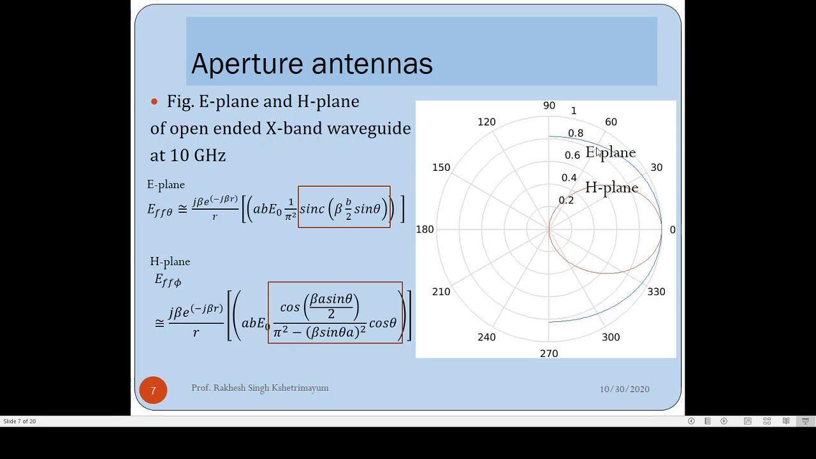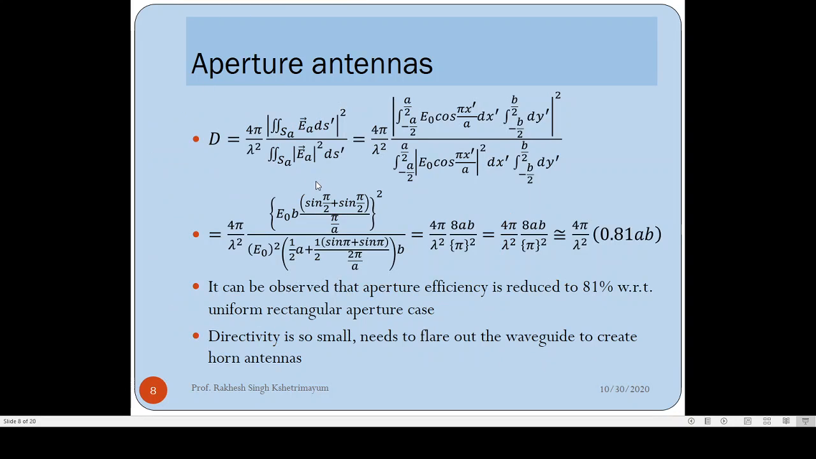Because of this very broad beam, the gain of this kind of antenna, which is an open-ended waveguide, is not good. So we need to make some modification in the design so that gain should be improved and the beam should be narrower and narrower. That is actually the outcome of what is called a horn antenna. That's a topic of discussion of the next class. Anyway, let's go to the next topic we are discussing here.